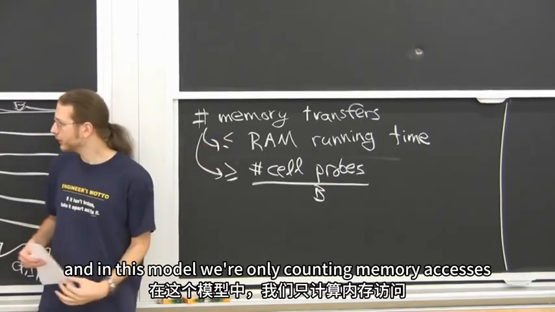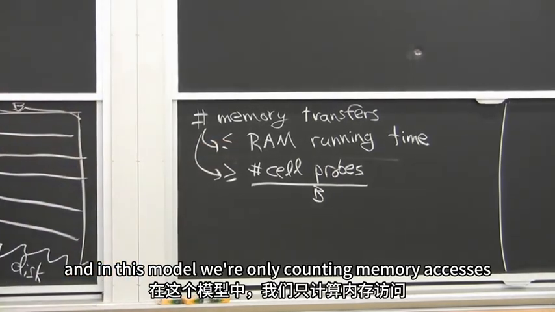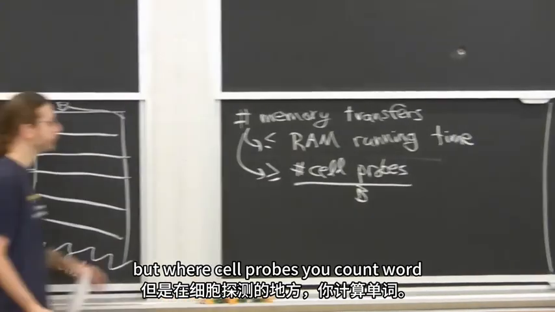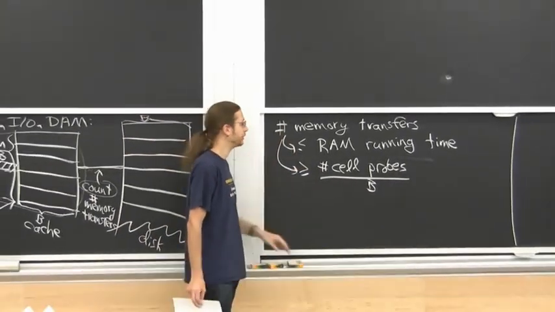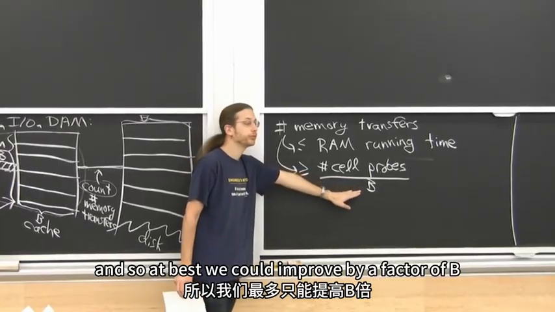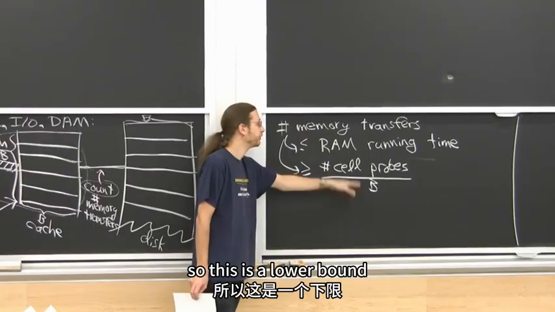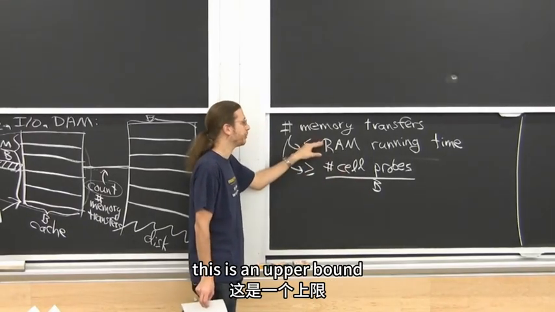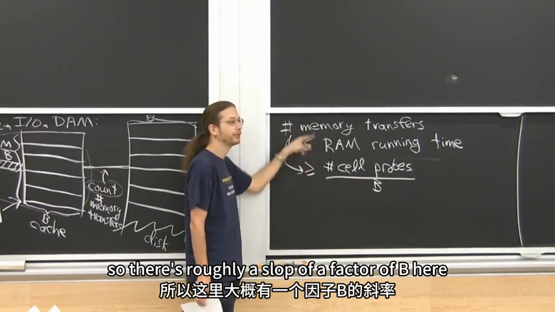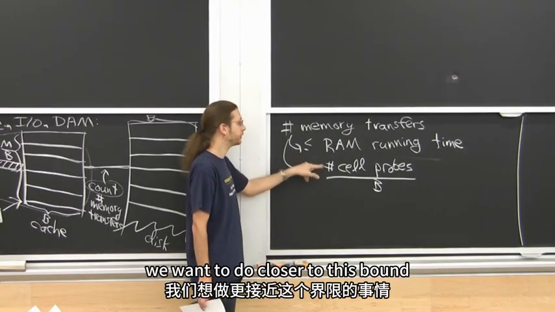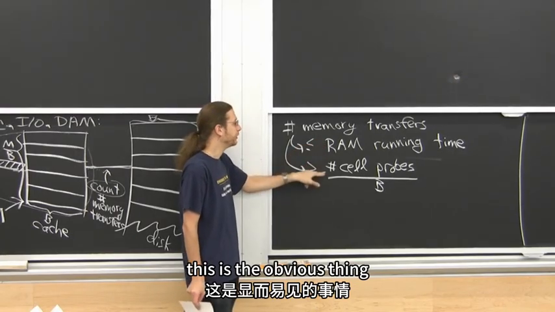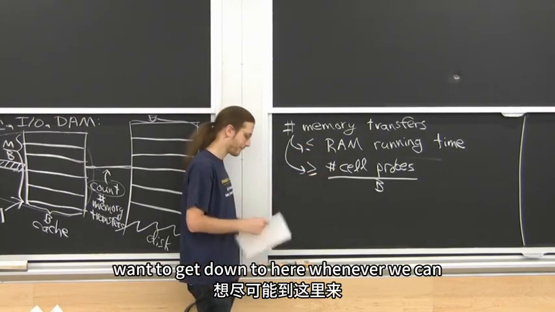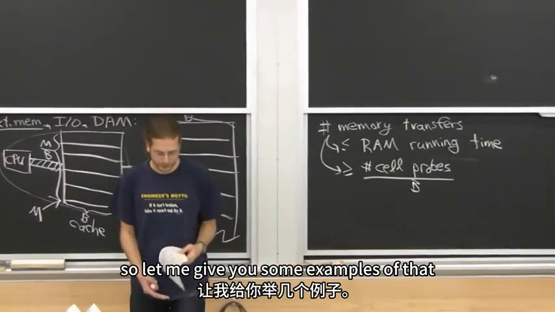And in this model, we're only counting memory accesses. But whereas with cell probes you count words, here we're counting blocks. And so at best, we could improve by a factor of B. So this is a lower bound, and this is an upper bound. So there's roughly a slop of a factor of B here. We want to do closer to this bound than this bound. This is the obvious thing. We want to get down to here whenever we can. So let me give you some examples of that.